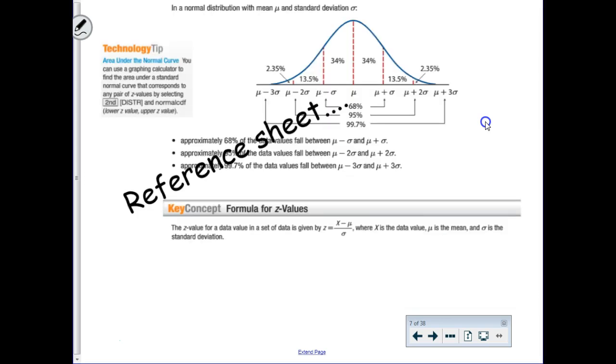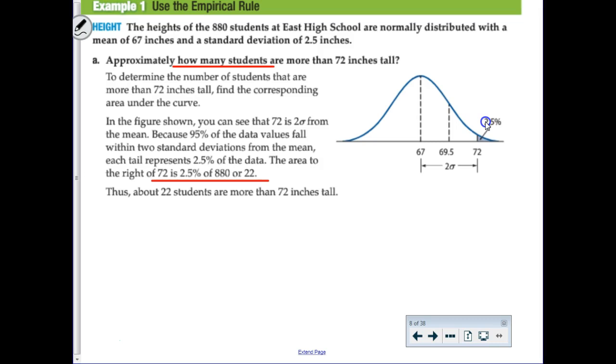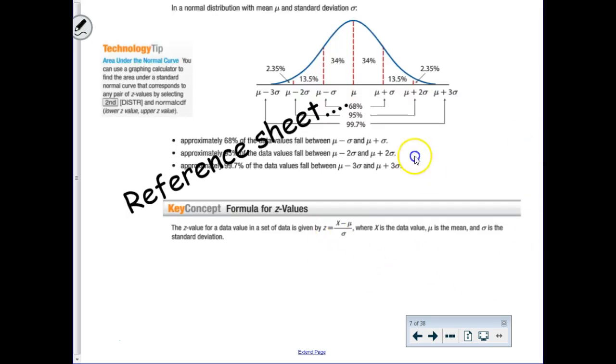But first, let's talk about what is called a z-score. This will be on your formula sheet. In order to use this data, sometimes we're going to have you guys calculate what's called a z-score. A z-score standardizes all data so it matches every other data.